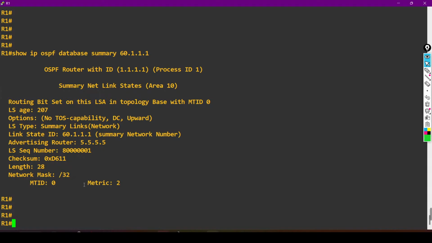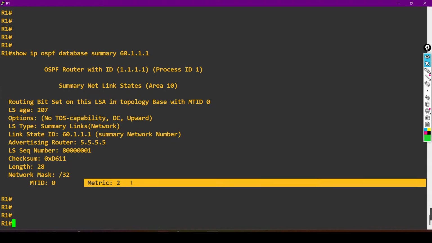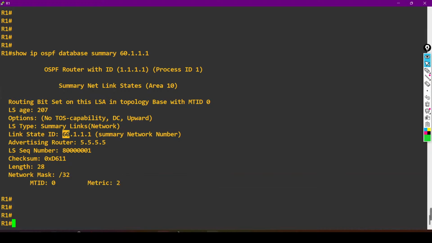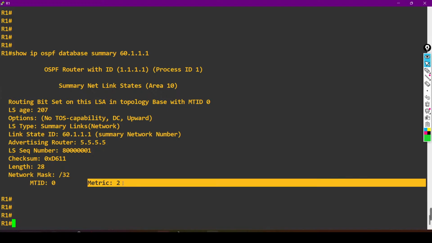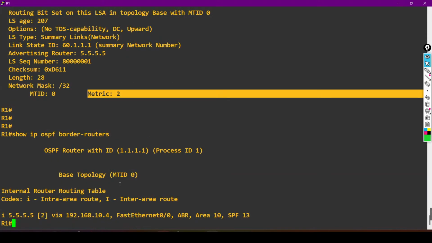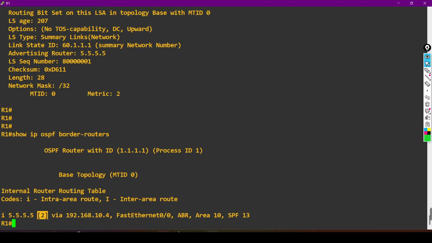Okay, and metric is what, guys? 2. From where? From ABR to 60.1.1.1. Metric is what? 2. And from me to ABR, metric is what? From router 1 to ABR, metric is 2, na? So what will be the total metric to reach the 60 network?